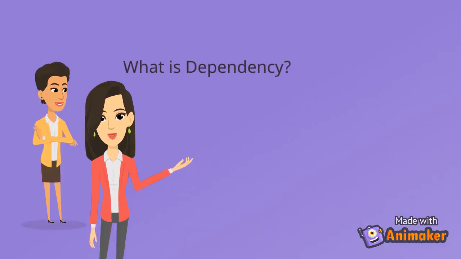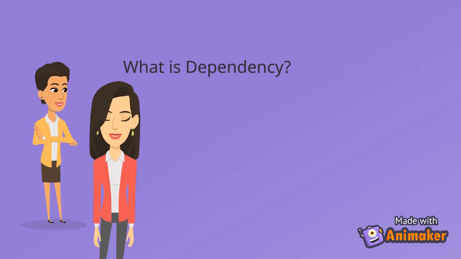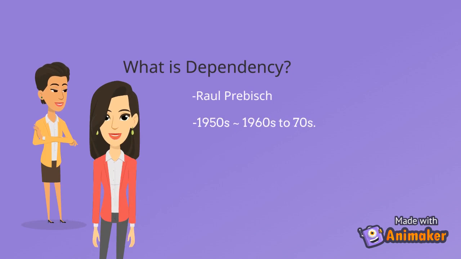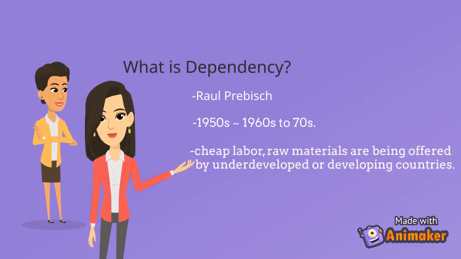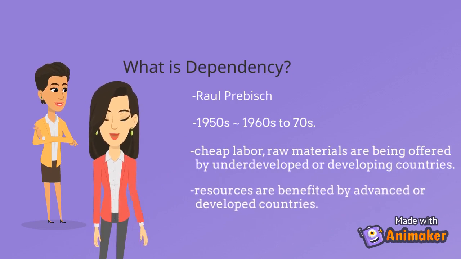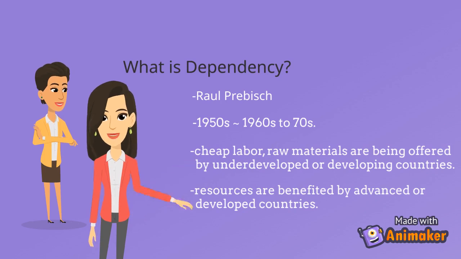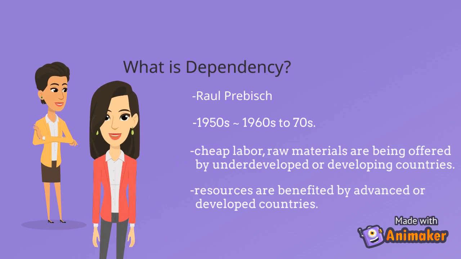What is dependency? Dependency theory was a theory by Raul Prebisch that was proposed in the 1950s and later became popular in the 1960s to 70s. It explains that underdeveloped or developing countries offer cheap labor and raw materials on the world market, and advanced or developed countries benefit by turning these resources into finished goods that underdeveloped and developing countries end up purchasing at higher prices. That contradicts the original price of the resources. These resources could have benefited the underdeveloped countries if they had used them for their own.